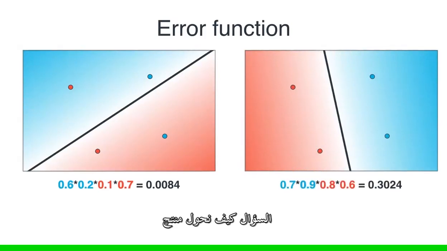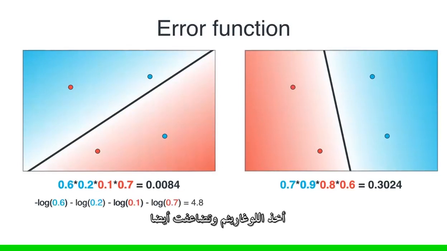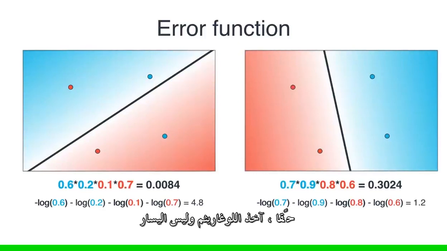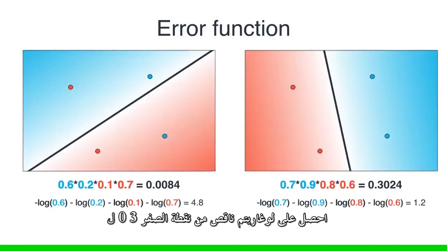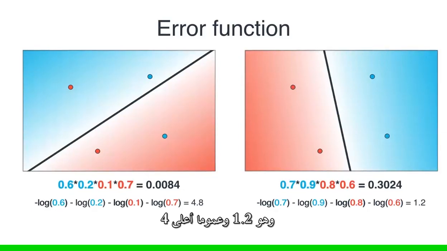And now, question: how do we turn a product of things into a sum of things? And the answer is, we take the logarithm. Now I took the logarithm and I also multiplied it by -1 so that I get positive numbers. I can also do the same thing on the right. On the left, I get minus the logarithm of 0.0084, which is around 4.8. On the right, I get minus the logarithm of 0.3024, which is 1.2. And in general, the higher the probability, the smaller the negative logarithm of it is.